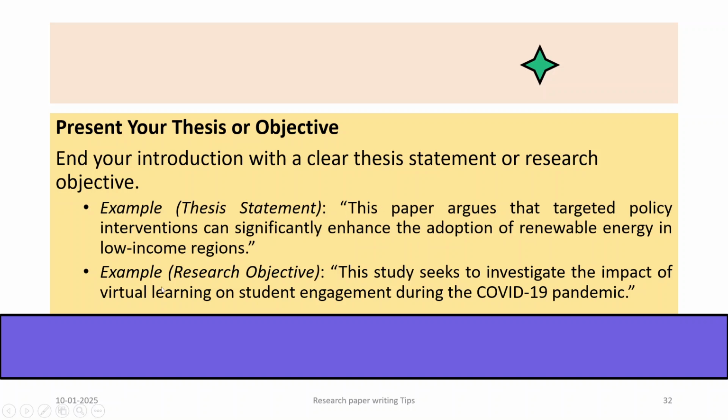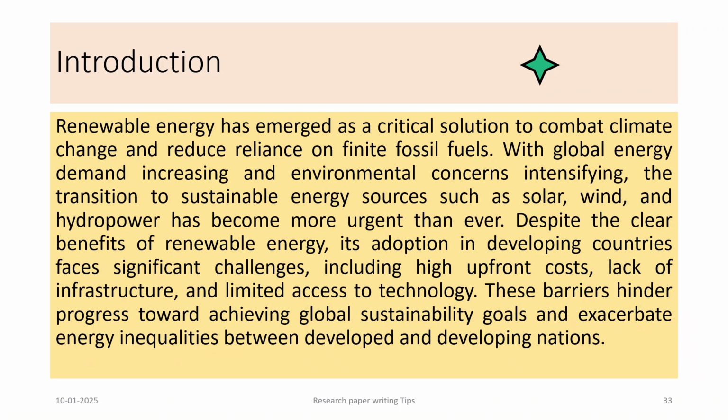See, targeted policy. Try to understand targeted policy interventions can significantly enhance the adoption of renewable energy in low income regions, because initially it was expensive and it was there in some metro cities, but now the rural people also are able to go for this renewable energy. This is the things we are presenting here, right? Like that, in the introduction part. So, for example, I am giving an example.